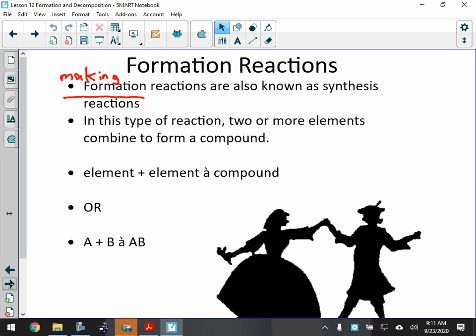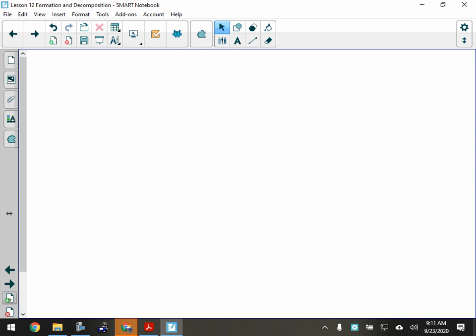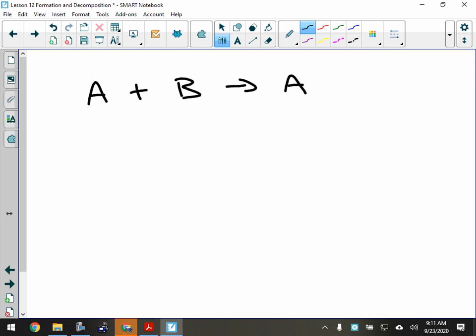All right. And basically how this works is we're going to take two or more elements to form a compound. Formation reactions are also known as synthesis. In this reaction, 2 or more elements form a compound. So for example, I'm just going to go to this sheet here because that doesn't really make sense there. A plus B. You can just write this in the first little arrow there. A plus B would give me AB, for example. Okay.